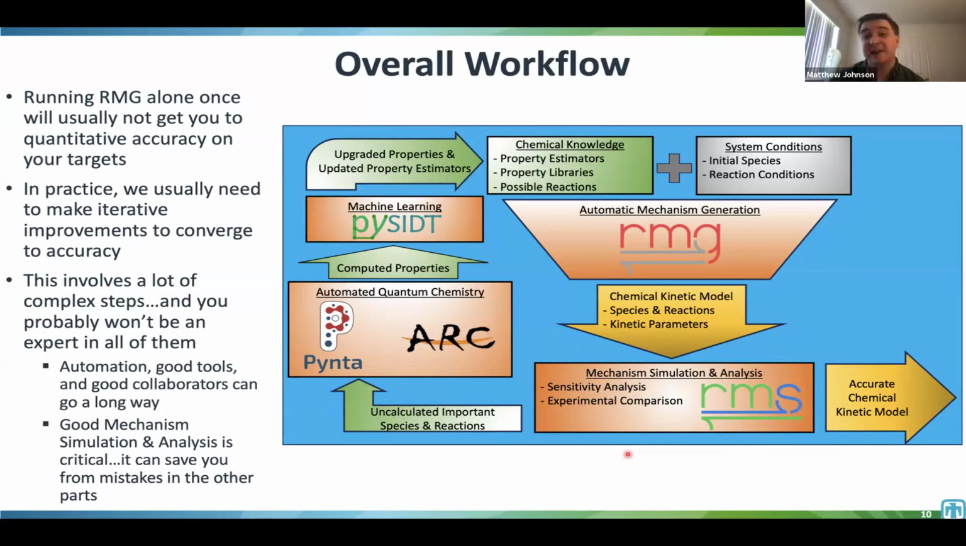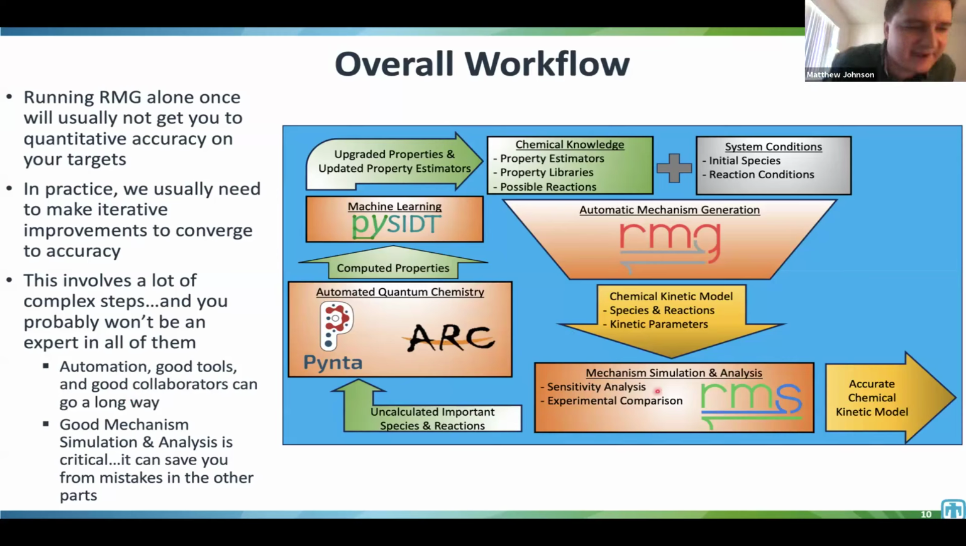Now, this involves a lot of complex steps. You're probably not going to be an expert in all of these individual steps within this overall workflow, which is why having automation and good tools, which hopefully we're providing to you in this workshop, and also good collaborators can go a long way towards making this process a little bit more manageable. However, all of these are important aspects. I would put some particular emphasis on mechanism simulation and analysis.